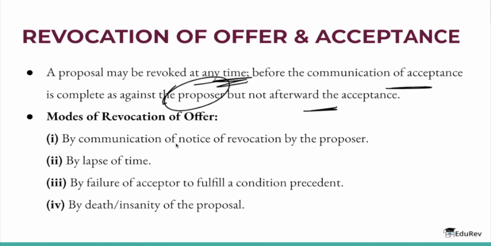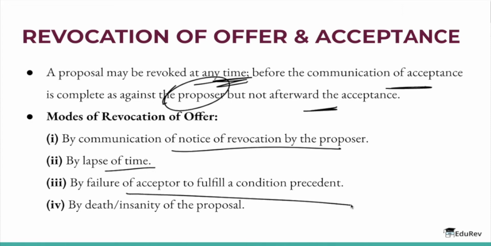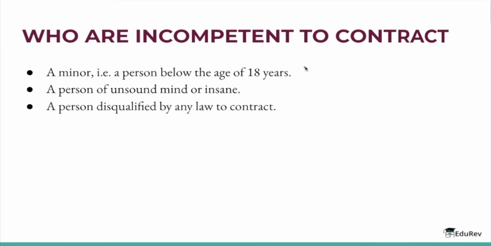And what are its modes? By communication of notice, by lapse of time, by failure of the acceptor to fulfill a condition, and by death of the proposer. Now, who are incompetent to make a contract? A minor, that is a person below the age of 18 years, a person of unsound mind or insane, and a person disqualified by law to contract. But what are the exceptions? Natural love and affection, compensation for past voluntary services, and the promise to pay a time-barred debt.